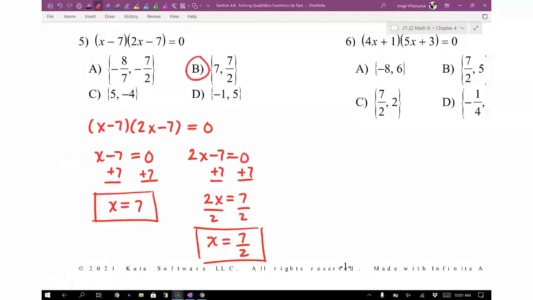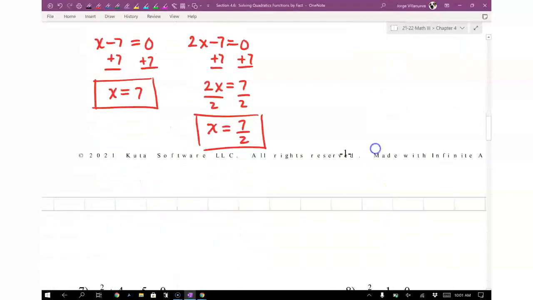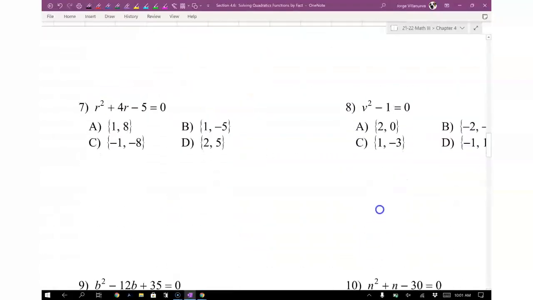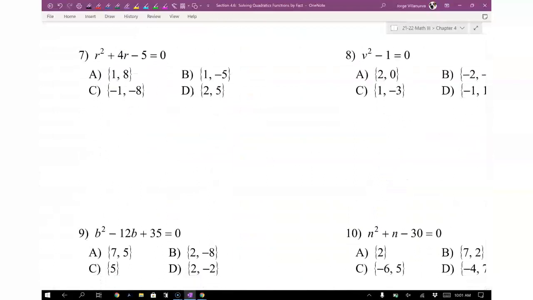All right, so there's your solutions for this. But I hope you guys don't find this too difficult to do, at least not yet, okay? They're already pre-factored for you. So all you have to do is get the factors, set them equal to 0, and solve, okay? When this starts to get a little bit more challenging is when we start doing things like this.